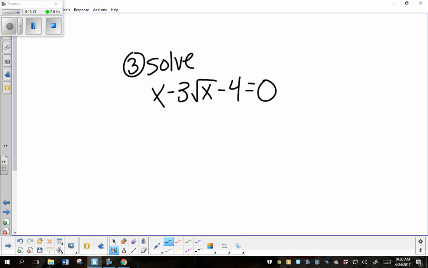Alright, so we're gonna solve one more. We're solving for x. X minus 3 root x minus 4 equals 0. Okay, this one's tricky because we want to use the u again. We want to make it look quadratic. We want to make it like something square. Charlie?